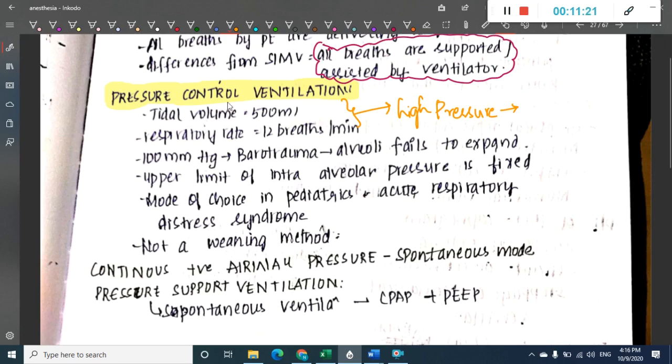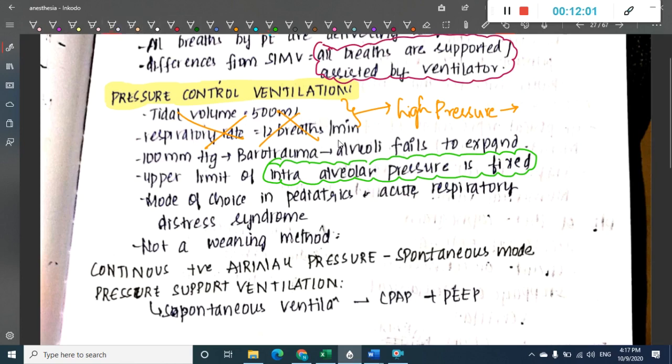So in pressure control mode of ventilation, the upper limit of the pressures is set. We won't set the tidal volume in pressure control ventilation. What we set is the intra-alveolar pressure, which is fixed here. Because if there is more pressure, there is increased barotrauma, and this can cause alveolar injury. So to prevent that, we fix the intra-alveolar pressure.